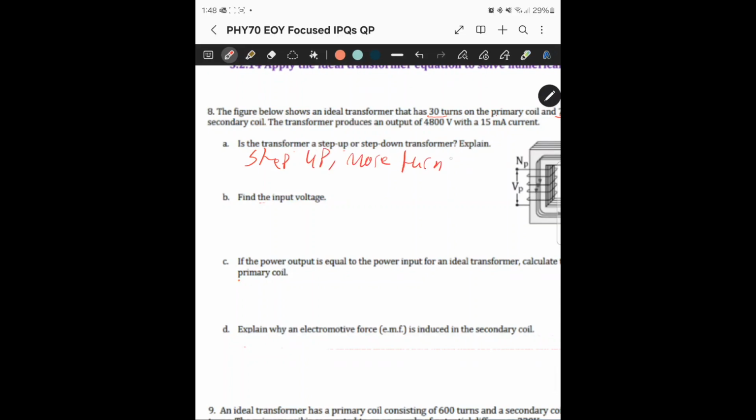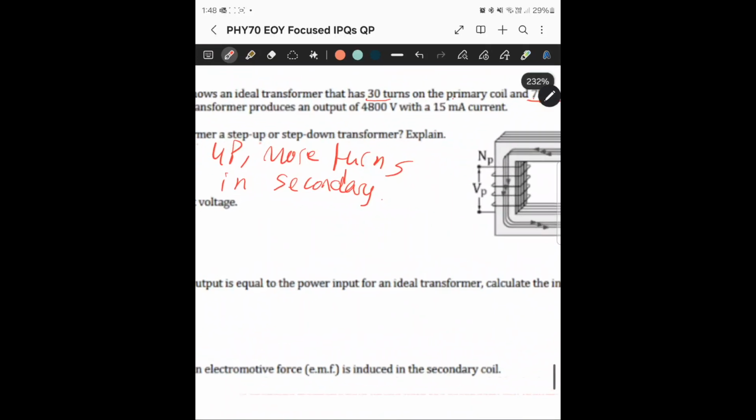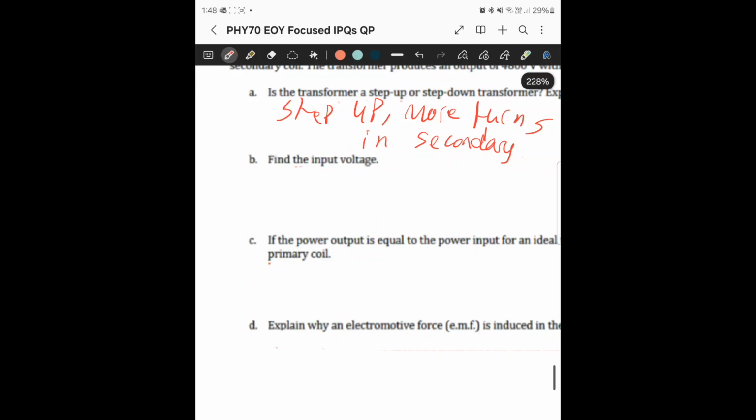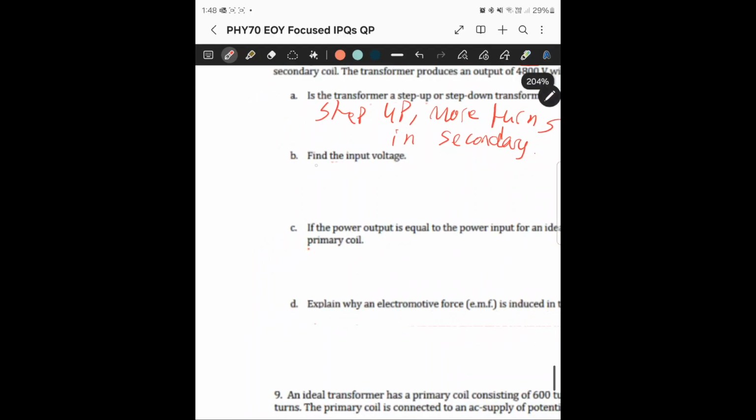More turns in secondary. You could also say more voltage in the secondary as well, but we don't know it. Don't know the comparison yet, but we do know the comparison between these two. We can find the voltage, that's fine. We can easily go ahead and find that voltage. We can just do our rule, NP over NS equals VP over VS. And by the way, you can write it any way you want. You can even write NS over NP equals VS over VP. It doesn't matter how you do it. As long as the S and the S are together, the P and the P are together, it's fine. You can even flip them around.